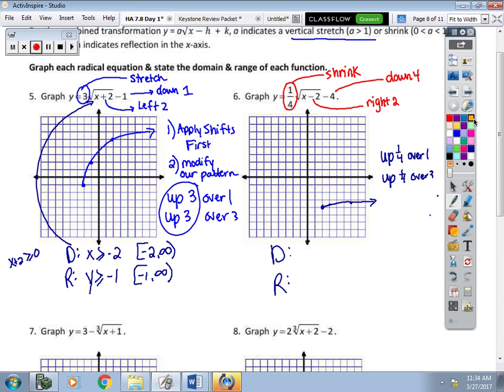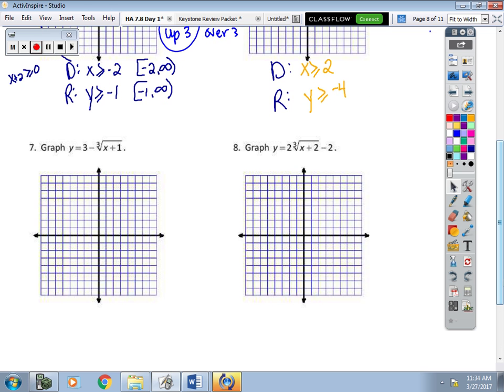Who thinks they could tell me the domain for number 6? Evan? 2. What about 2? Good. Greater than or equal to 2. And how about the range then? Y is greater than or equal to? Evan? -4. Very good.